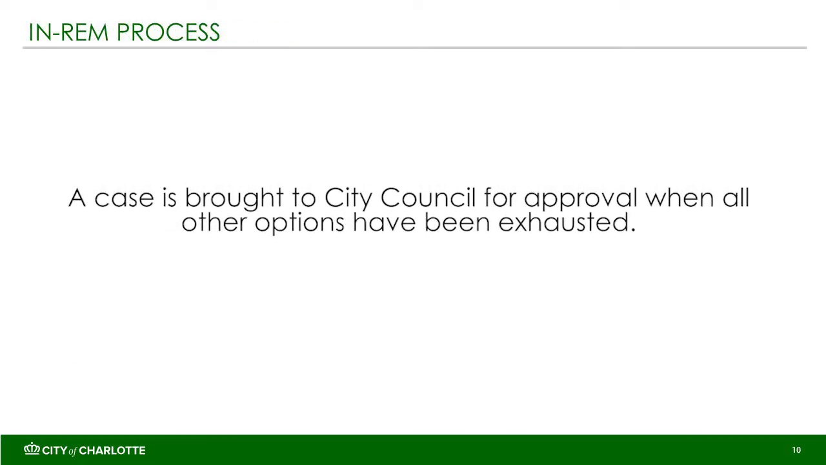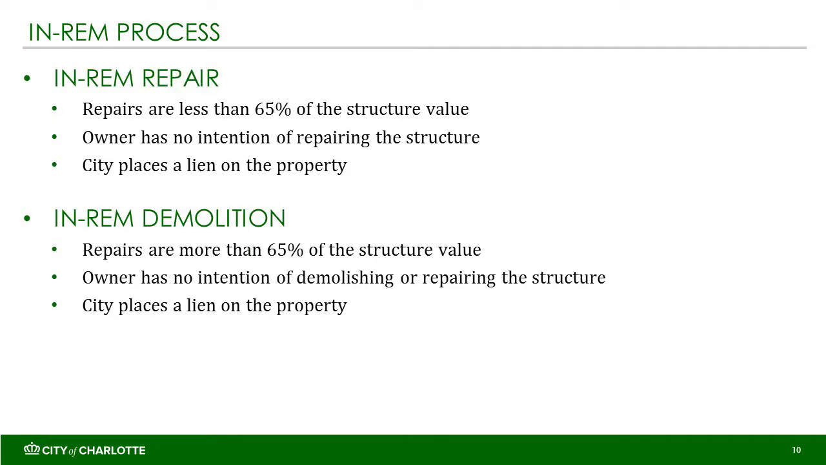A case is brought to City Council for approval when all other options have been exhausted. The first type of case that could be brought to City Council for approval is an in-rem repair. A case meets the criteria for in-rem repair when the cost to complete the repairs is less than 65% of the structure's tax value. According to the Housing Code, the city would have to demonstrate that the owner has no intention to make the repairs before City Council could approve the request. Once the request is approved, staff facilitates the repair process and bills the owner for the work. If the owner fails to pay the invoice, the city places a lien on the property.